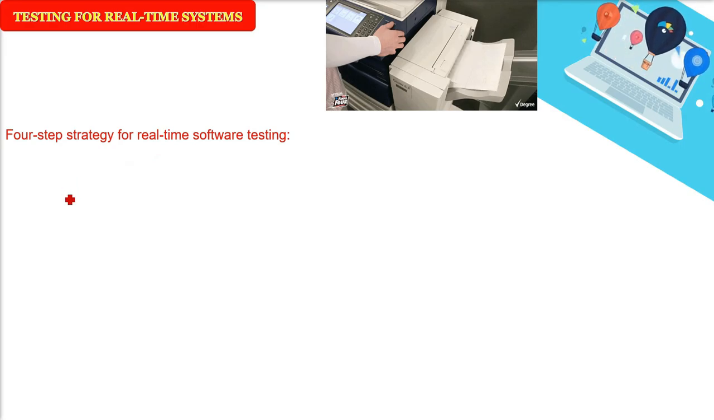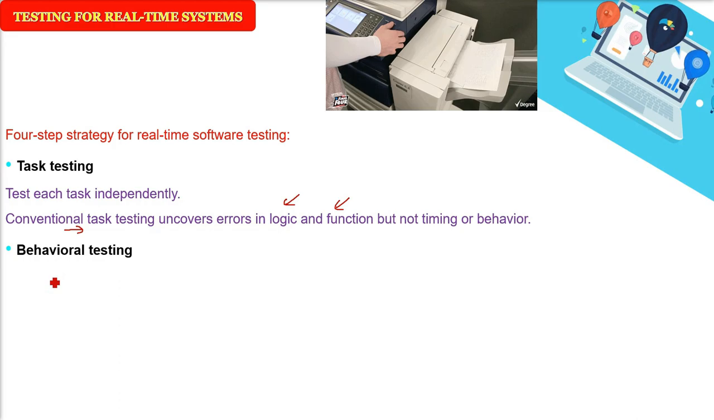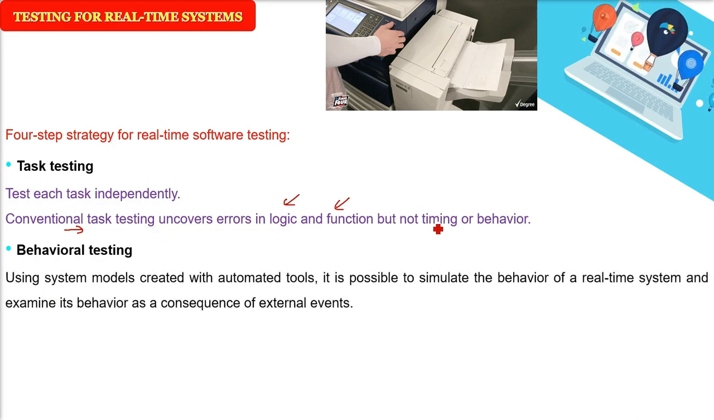First is the task testing. There are different tasks. Test for each task has to be done independently. You can always do the conventional task testing because you will see errors in the logic and the function. But the timing and behavior cannot be found here. You cannot uncover errors in timing and behavior. For that, you have to go for behavioral testing.